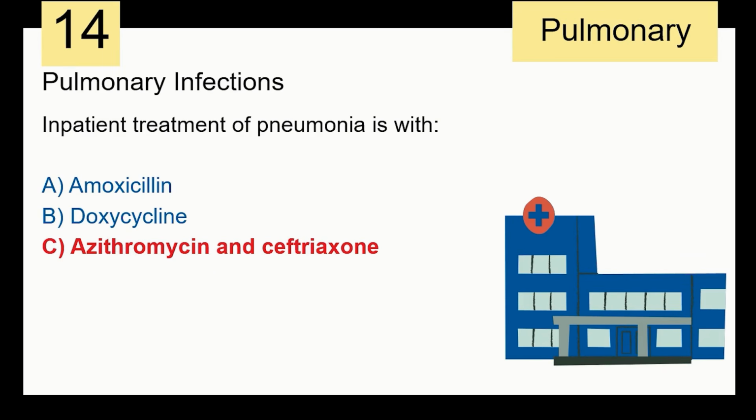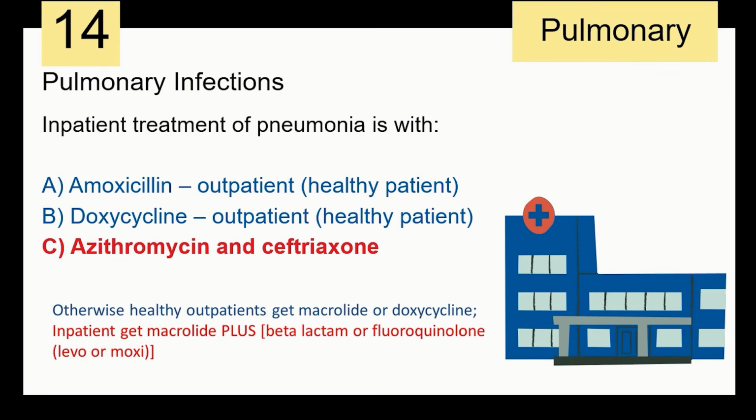Question 14. Inpatient treatment of pneumonia is with, I already wrote the answer, azithromycin and ceftriaxone. Azithromycin to cover the atypicals and ceftriaxone to cover the typicals. Now, ceftriaxone is given instead of, for example, amoxicillin because it's given IV, and that has better tissue penetration. So if you're giving both azithromycin and ceftriaxone, you're most probably going to be covering whatever bug is causing the pneumonia. So just keep this in mind. For boards' purposes, we want to give a drug that covers both a typical and an atypical. Amoxicillin and doxycycline, that's generally for outpatient, and inpatient gets a macrolide plus either a beta-lactam such as ceftriaxone or a fluoroquinolone such as levofloxacin or moxifloxacin.